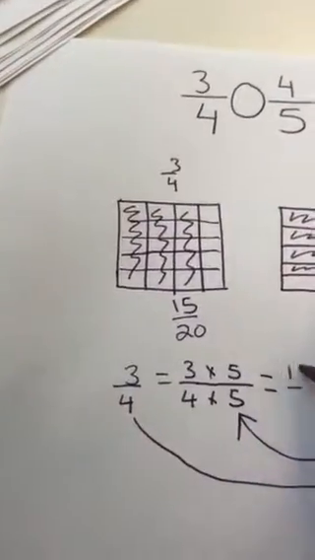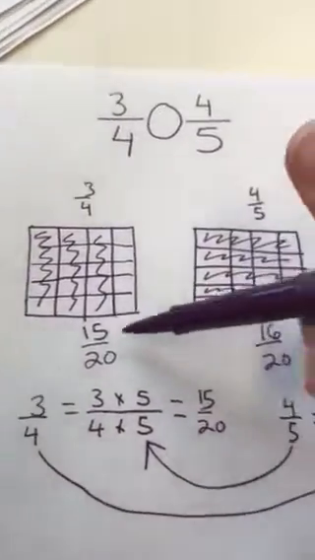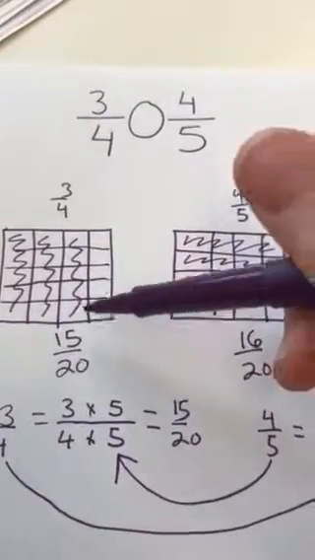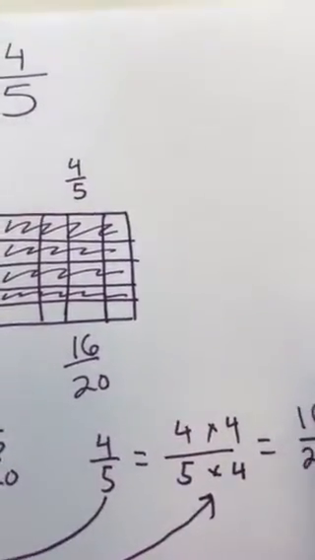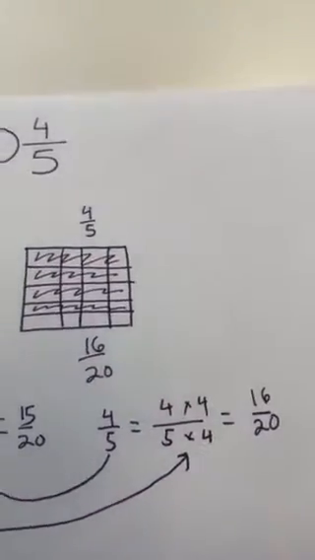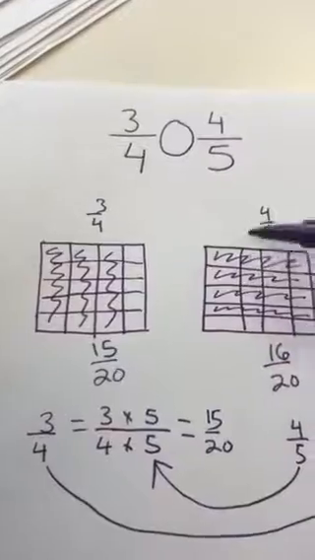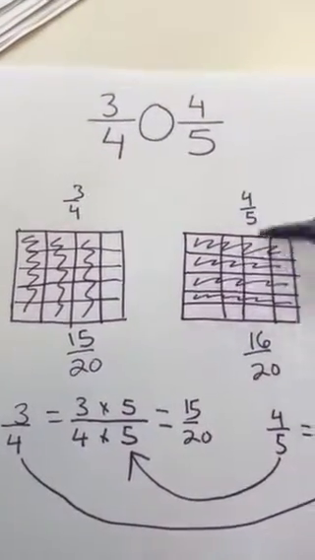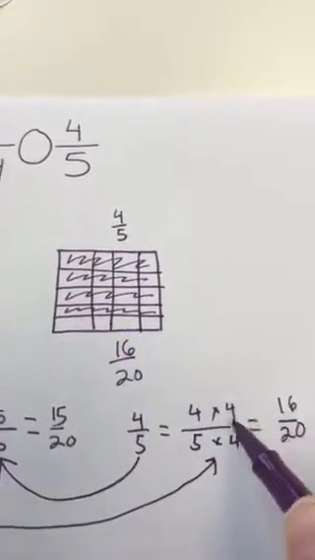3 times 5 is 15, and 4 times 5 is 20. Okay, we end up with the same fraction, but a little bit less work. Over here, we're going to end up with 16 20ths. Also the same fraction, but a little bit less work. So again, we did that because we divided each of these fifths into 4 pieces. So we multiplied each one by 4, just like we're showing here.